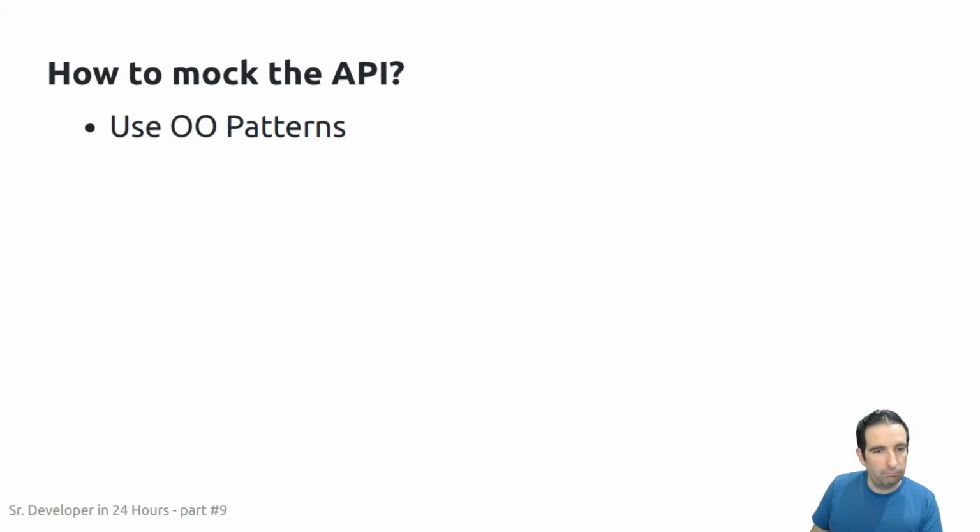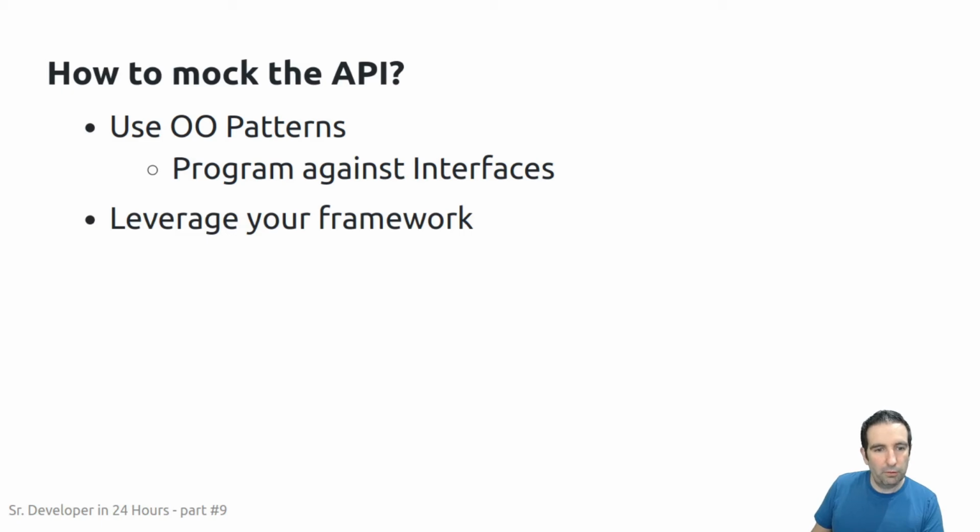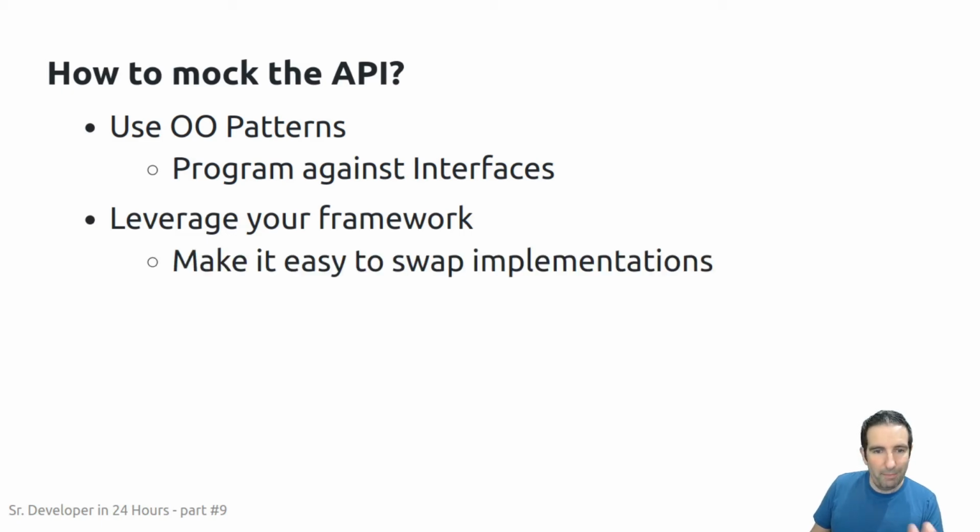If we have to do that, make sure we're using proper object-oriented patterns. We want to program against interfaces. We also want to leverage the framework that you're using to make it easy to swap implementations as the APIs actually come available. So, make sure that you are, again, using best practices, keeping code abstracted, keeping those APIs that are problematic because they're not ready, make sure that they're properly abstracted so that we have a few entry points that we will have to modify to be able to keep moving forward.